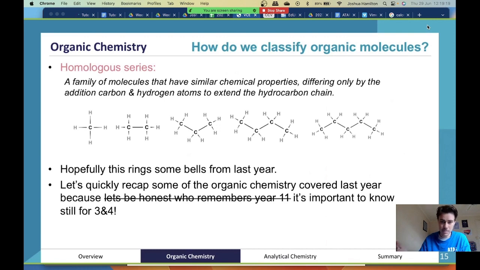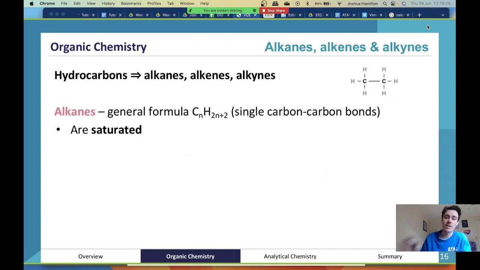So let's recap organic chemistry covered last year because it's important to know still for 3-4 chemistry. So we're going to start off with alkanes, alkenes, and alkynes. We're going to go through each of the homologous series in their basics. We're going to go into naming chem first after that, and then we'll jump into functional groups and the other homologous series.